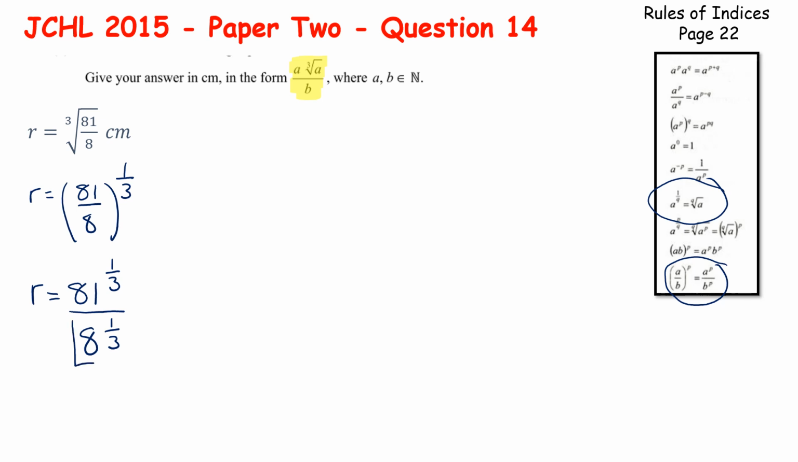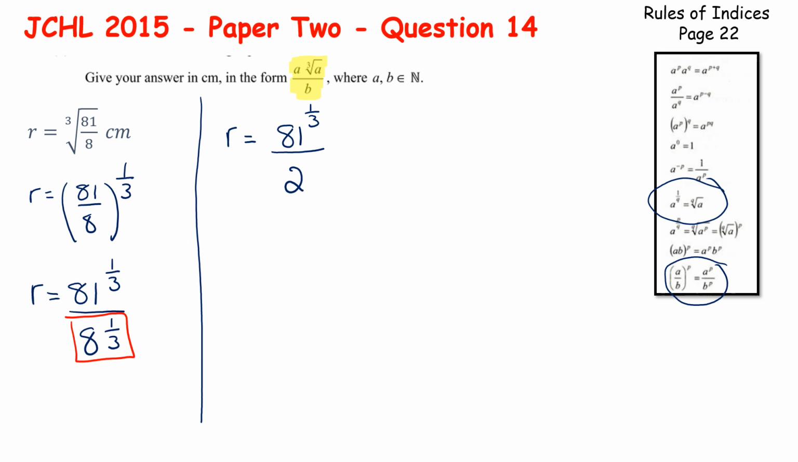So this piece here, if you put that into your calculator, you'll be able to get 2. So although you're looking at this going, why can't I use my calculator? Well, the calculator won't always give us the right answer, but it can be a great help. So I have 81 to the power of 1/3 all over 2. So my B is 2.